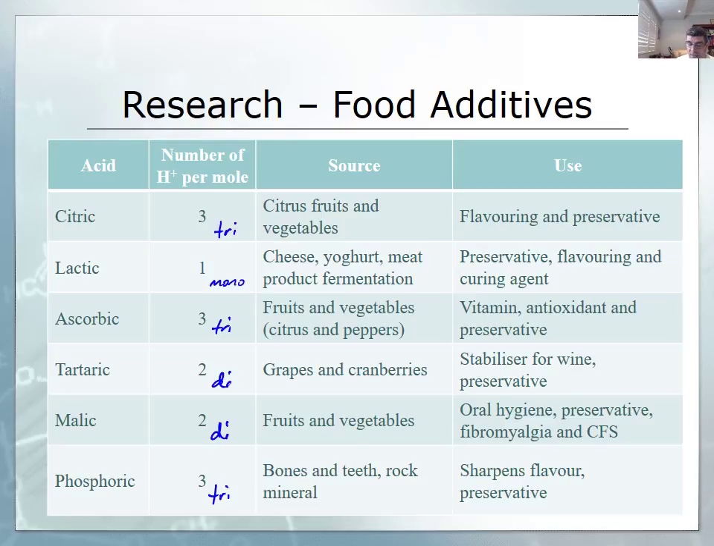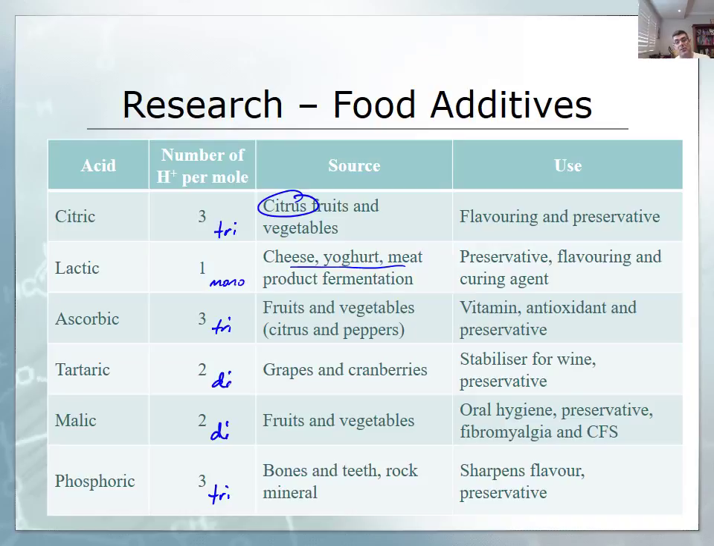Some of the sources: citric acid obviously comes from citrus fruits. Lactic acid is a milk-based acid, so cheeses, yogurts, sometimes meat product fermentation can give you some increase in lactic acid. And we know that when our muscles are under fatigue and in low oxygen, they can also produce lactic acid. Not that we would eat those, I assume. Fruit and vegetables are a good source of ascorbic acid, citrus in particular, and peppers. Ascorbic is linked with vitamin C.